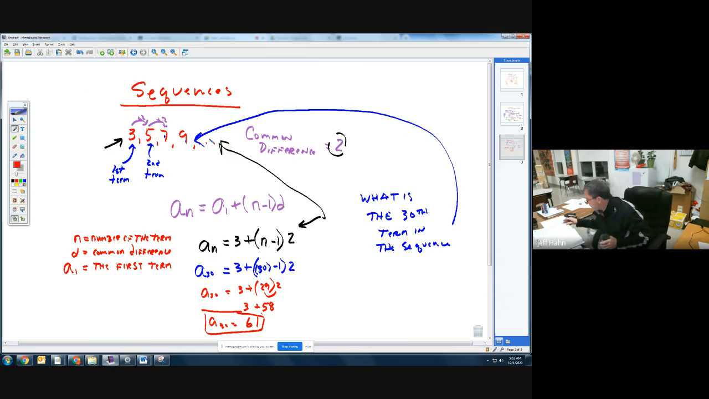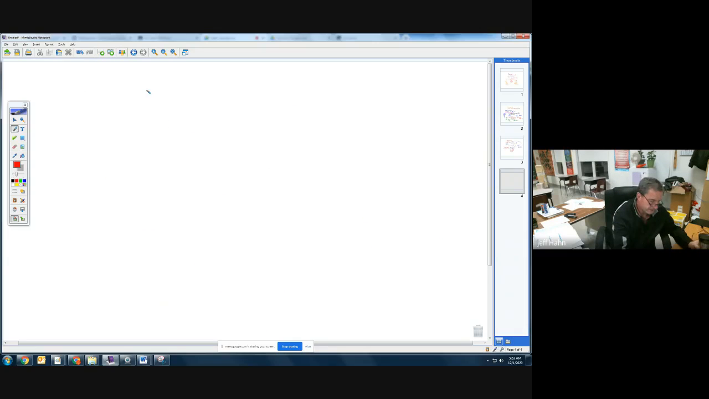Let's shoot another example at you. I'm going to find a harder one, the one I was looking at there. Here we go. One right out of the book. Let me go to a new page here. Here's an example right out of the book.